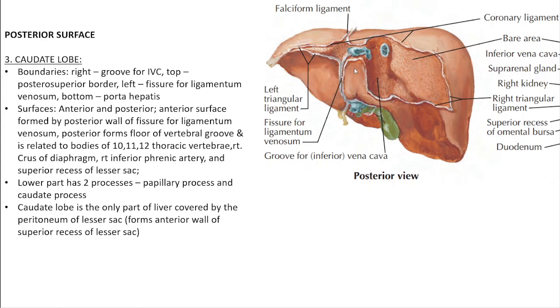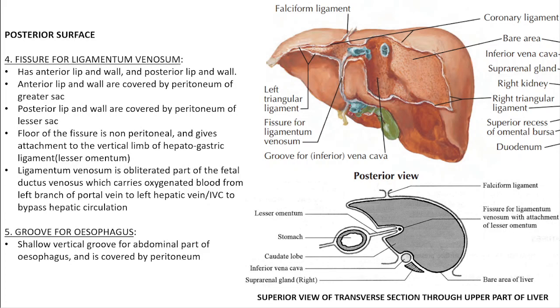Right, so it has an anterior surface also. From here it might seem that it only has a posterior surface. This posterior surface is facing backwards, but it has an anterior surface also, which lies in the depth of this fissure for ligamentum venosum. This fissure for ligamentum venosum is quite deep. If I show you in this diagram, this is the posterior view, and this is a transverse section through the liver, somewhat at this level. If we cut a transverse section and view it from above, a superior view of the transverse section through the upper part of the liver, here we can see that this is the leftmost part.